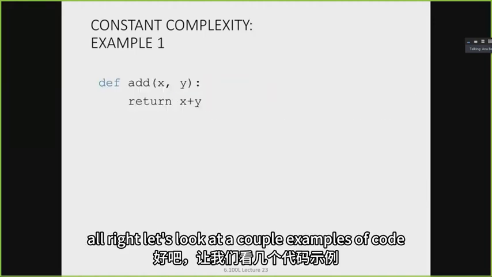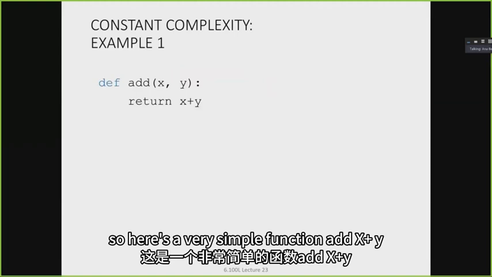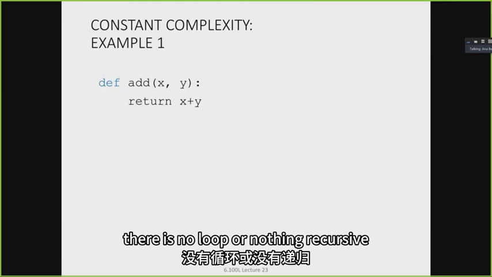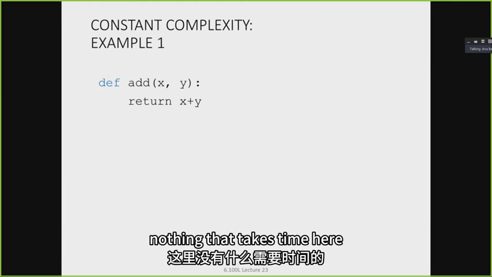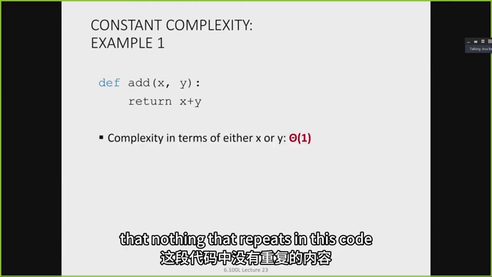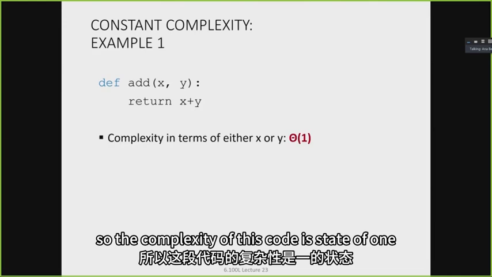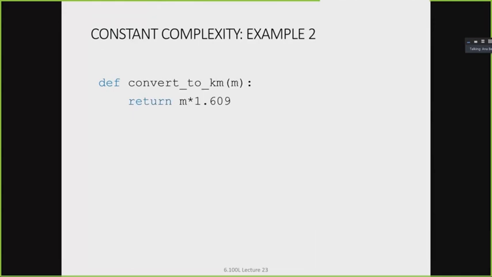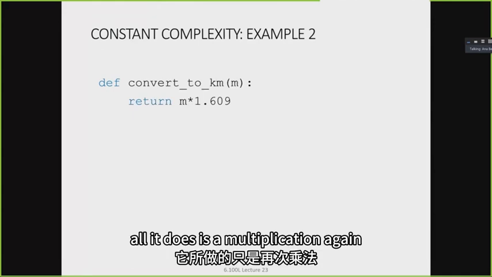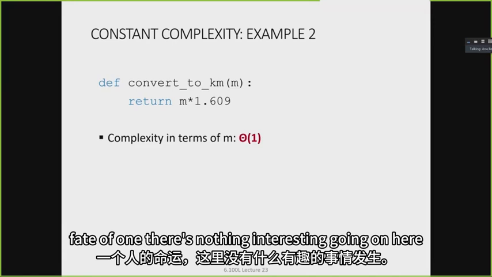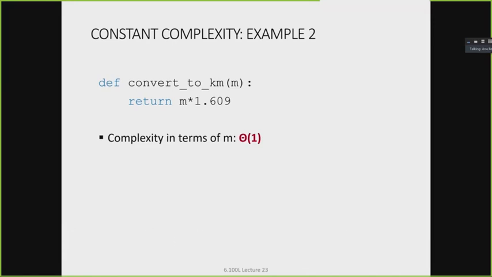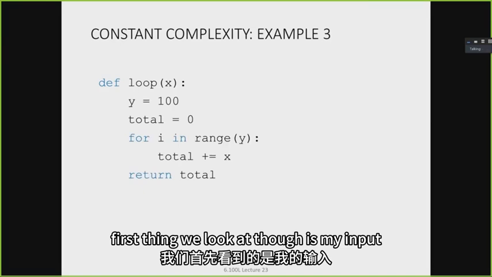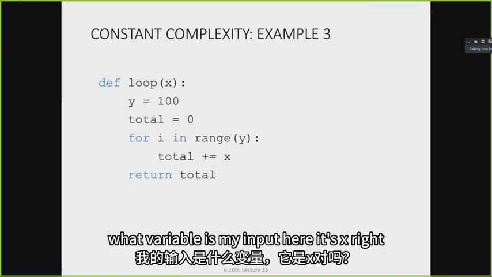All right, let's look at a couple examples of code. So here's a very simple function, add x comma y. x and y are my inputs. There is no loop, nothing recursive, nothing that takes time here, nothing that repeats in this code. So the complexity of this code is theta of 1. Okay, that's it. Here's another example. This is our kilometer example. Taking in miles, all it does is a multiplication. Again, theta of 1. There's nothing interesting going on here. No loop, no recursion. Here's a function that does have a loop within it. First thing we look at, though, is my input. What variable is my input here?